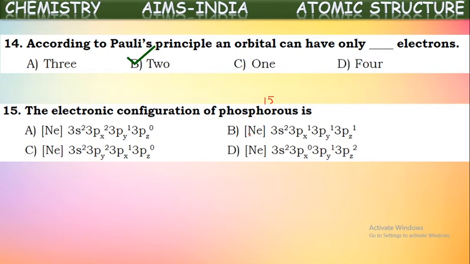The remaining 5 electrons will be in the third shell. In the s subshell, 2 electrons, and in the p subshell, 3 electrons. And in the p subshell, as we know, there are 3 orbitals, px, py, pz. So according to Hund's rule, each degenerate orbital will be occupied with a single electron first. Now we write it as 3px1, 3py1, 3pz1. Now the electronic configuration of phosphorus becomes neon 3s2, 3px1, 3py1, 3pz1.